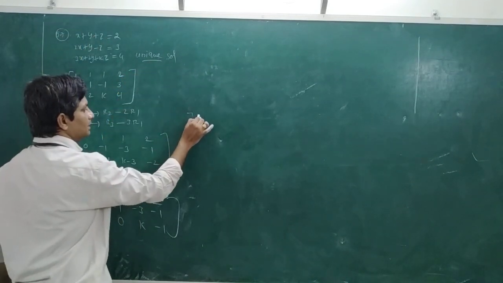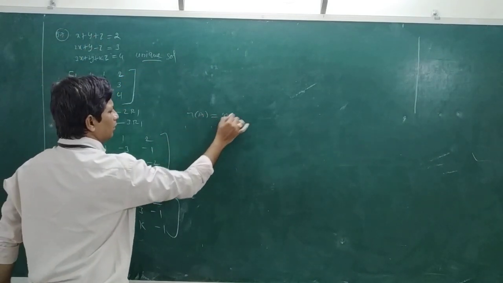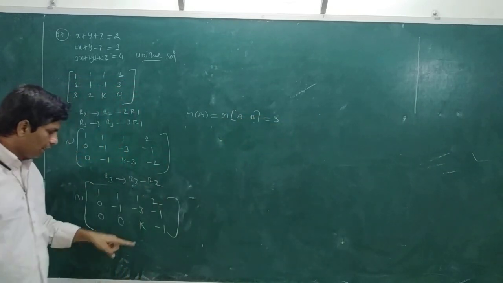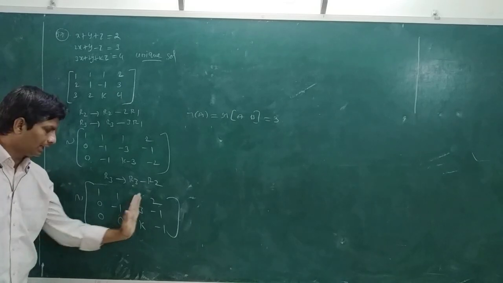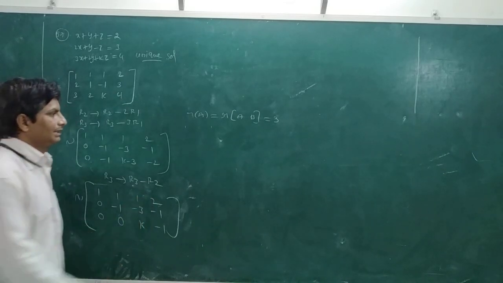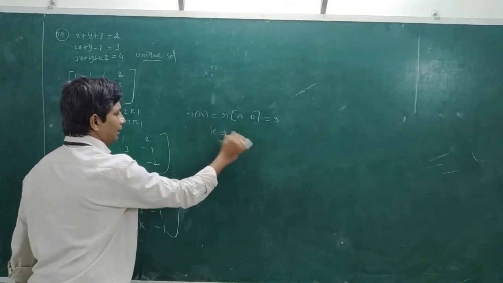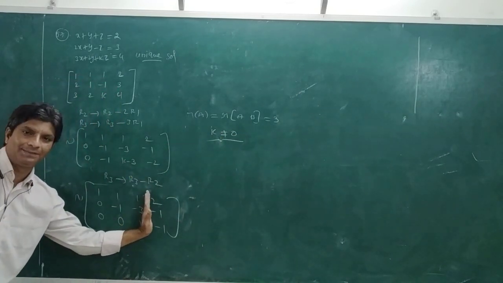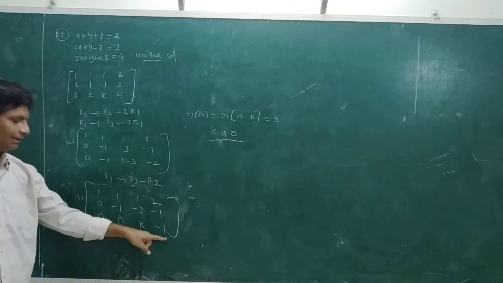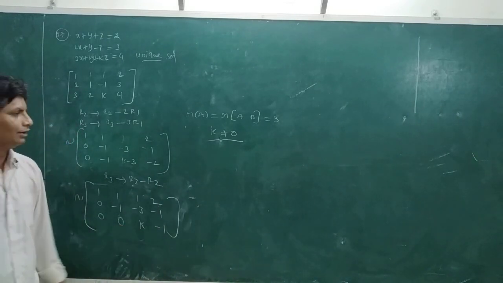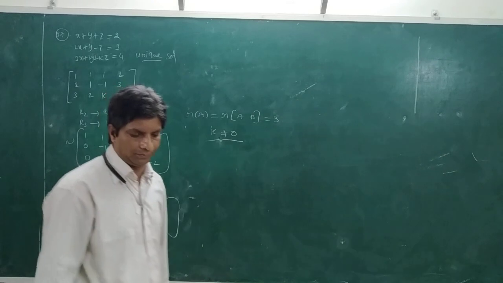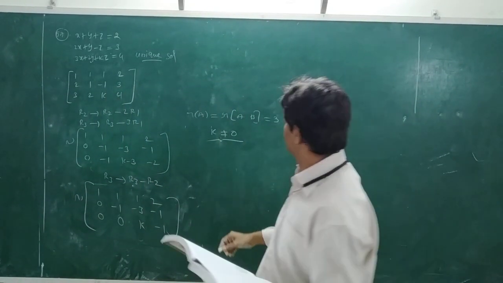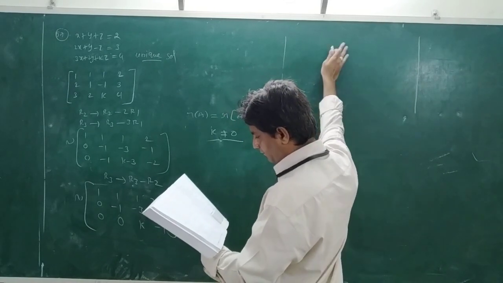Unique solution means rank of A equal to rank of AB must be 3. If you take k equal to 0, then rank of A is equal to 2 only. That's why, if you take what? k not equal to 0. If you take k not equal to 0, rank of A is 3 and rank of AB is also 3, because the last row is not 0. So the answer is what? k not equal to 0. Next. This is 57. Next, 58.